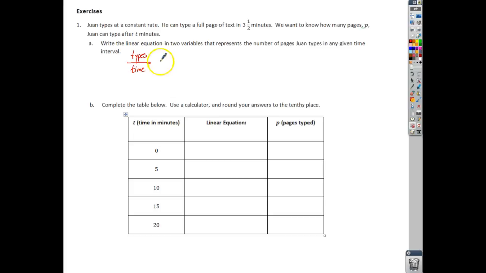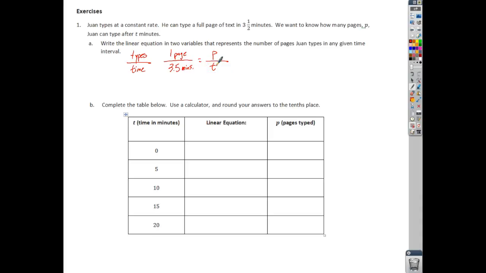All right, so in this case, he can type a full page. Oh no, that's not right, I'm setting that up wrong. 3.5 minutes. So it's one page in 3.5 minutes, okay? And they want to know P pages in T minutes. So we can say this is equal to P pages over T minutes, okay?